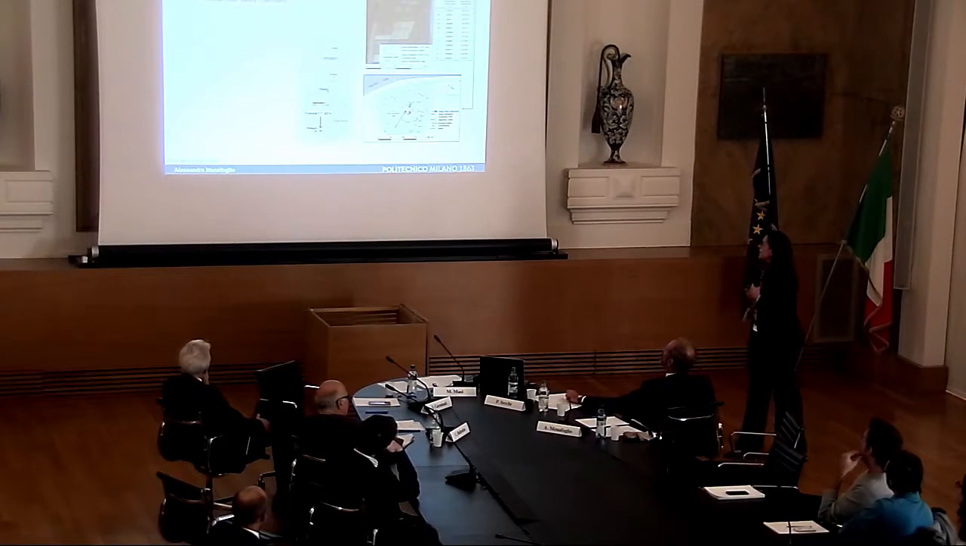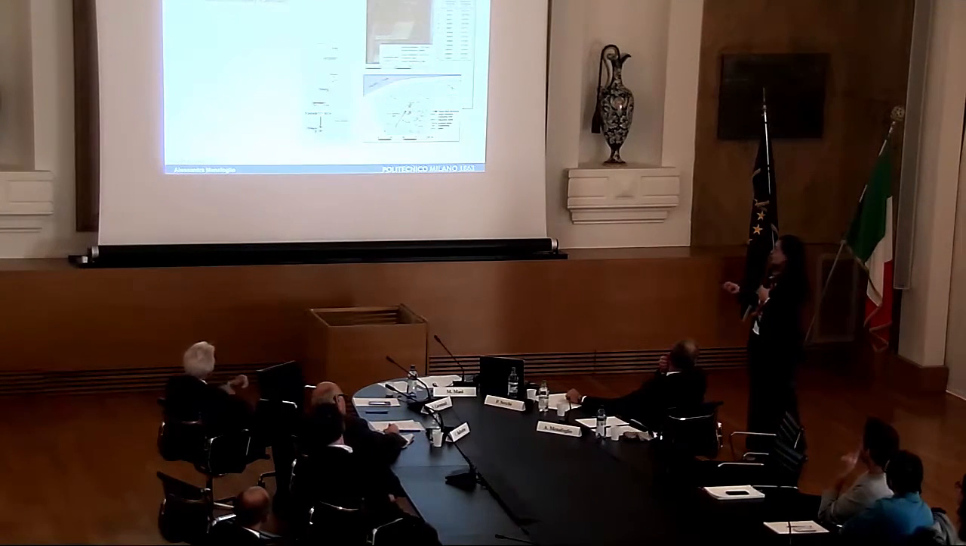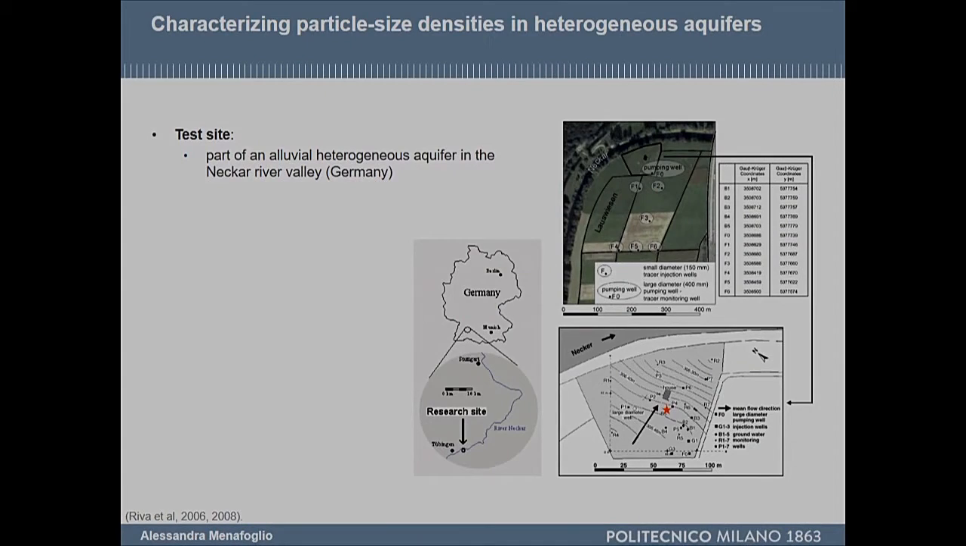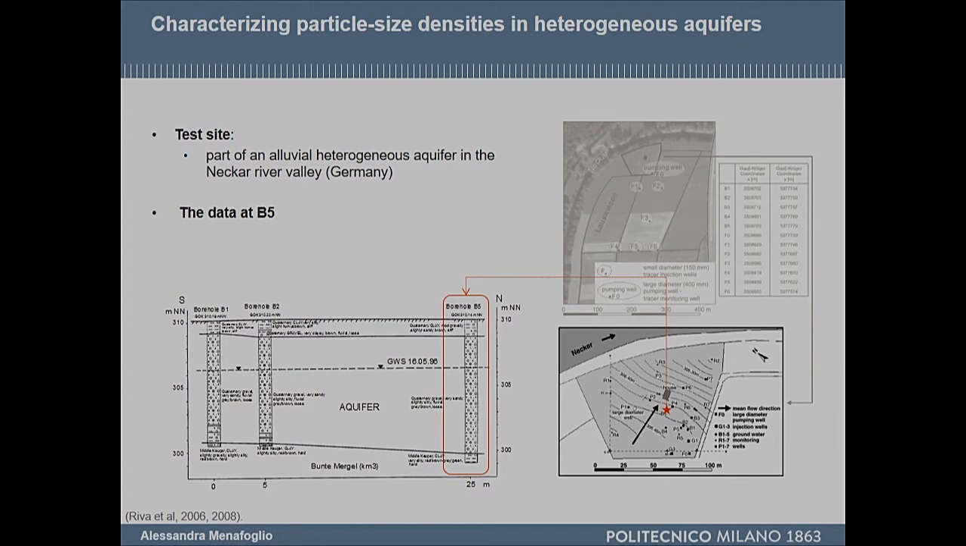So we go to the first case study. It is a real case study about a test site, which is an alluvial heterogeneous aquifer in Germany. So we are in the southern part of Germany, near the city of Tübingen. This is the research site, and this is the river Neckar that makes a bend, and this is our aquifer. So this is the Neckar River again. Here we have 12 wells, and for the moment we focus on one well, which is the well B5.